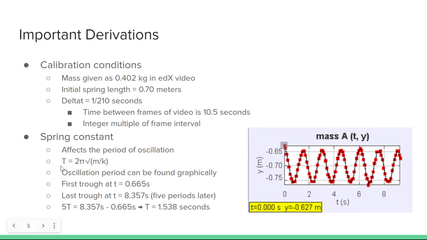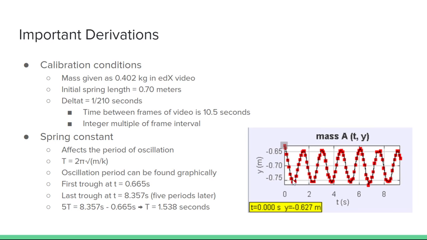Now, returning to the period statement, the period of oscillation of a spring is equal to 2 pi times the square root of mass over the spring constant. So, in order to determine this unknown spring constant, which we need to plug into our GlowScript code, we can simply look at a graph of our positional data we got from tracker.